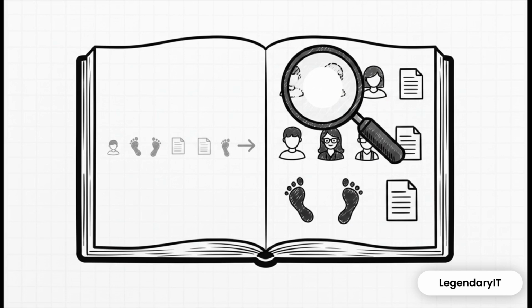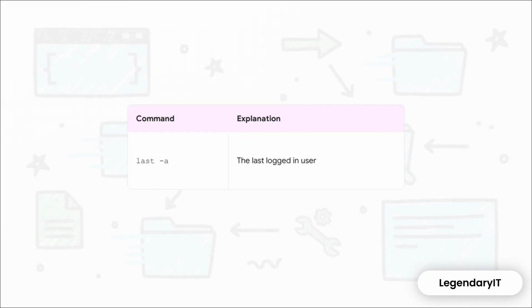You know, the people who are here right now are only one part of the story. Any good detective knows you always check the logbook. Who's been accessing the system recently? What kind of digital footprints did they leave behind? And the last command is our system's logbook. It gives you a history of everyone who has logged in, where they came from, and how long they stayed. As a detective, you're not just reading names here. You're looking for patterns. Are there a bunch of logins from an unusual location or at really strange times of night?